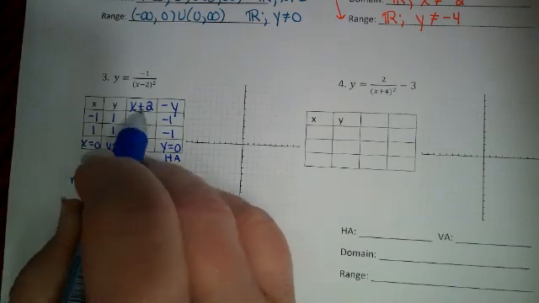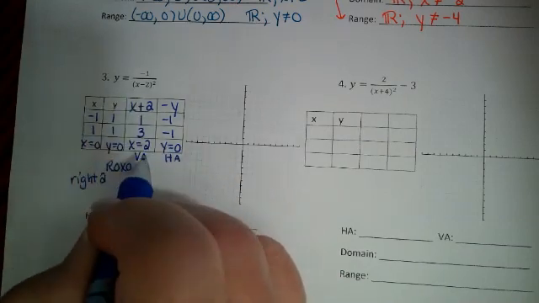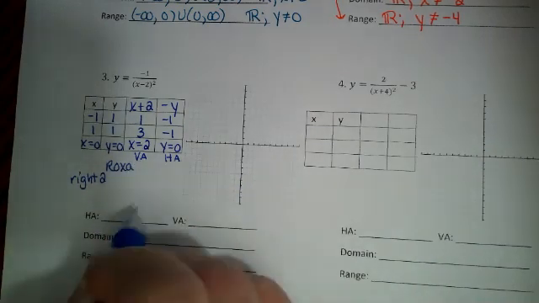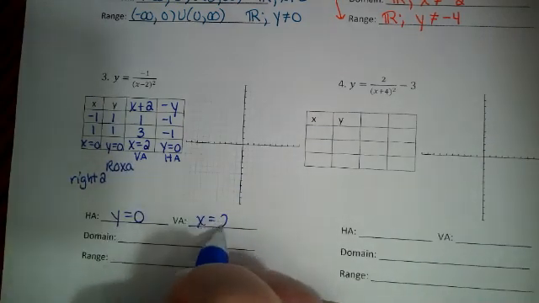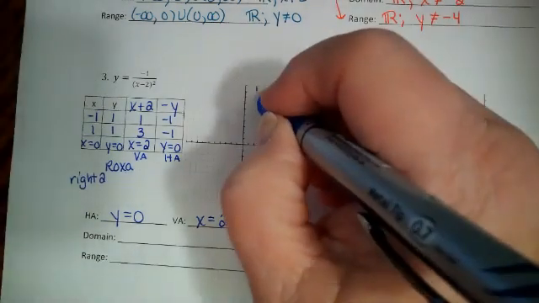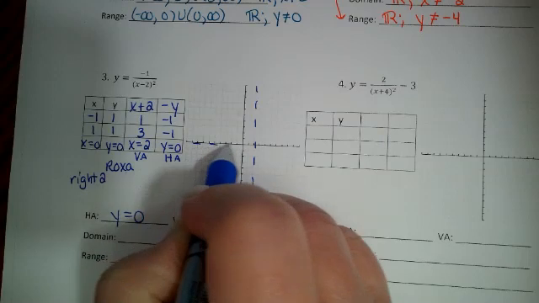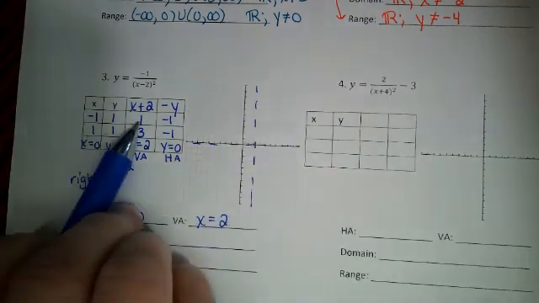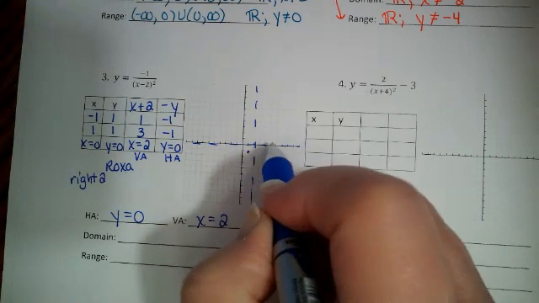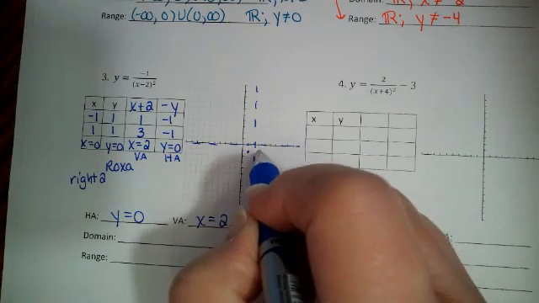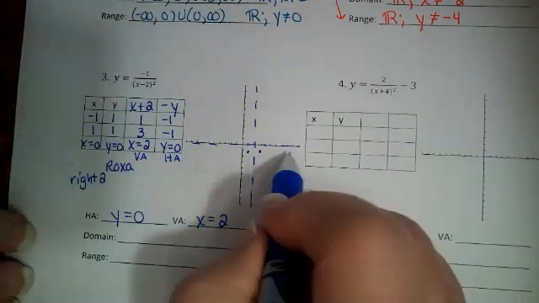Your vertical asymptote comes from your x. It moved to the right 2, so that's x equals 2. So horizontal y equals 0, vertical x equals 2. So we'll graph those asymptote lines first. Then we'll graph these points. 1, negative 1, 3, negative 1. So notice we've reflected over the x-axis.